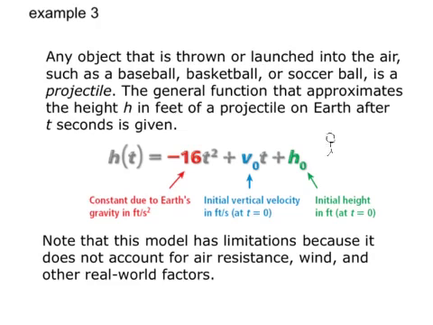So if someone throws, let's say a football, it goes like this. So that approximates the height in feet after t seconds. So this is time. You throw the football. As time goes, it goes up and it goes down. Note this model has limitations because it doesn't account for air resistance, wind, and other real-world factors. There's friction out there. This is an ideal situation, taking away any limitations, which is really not accurate, but we need an equation to mess with.